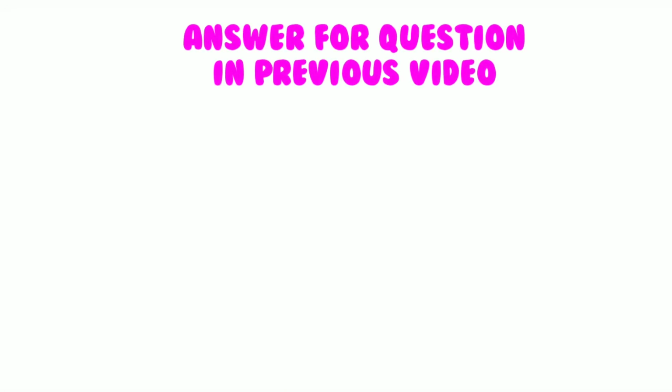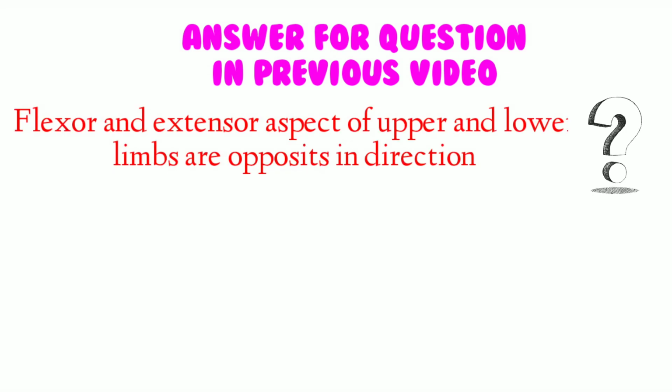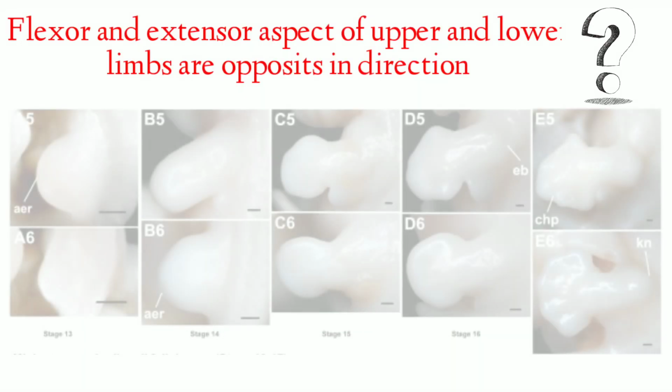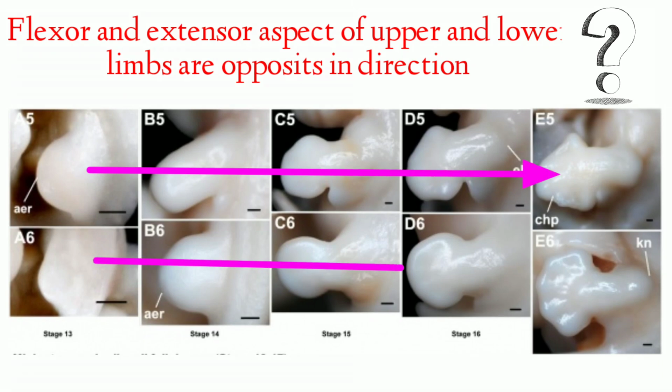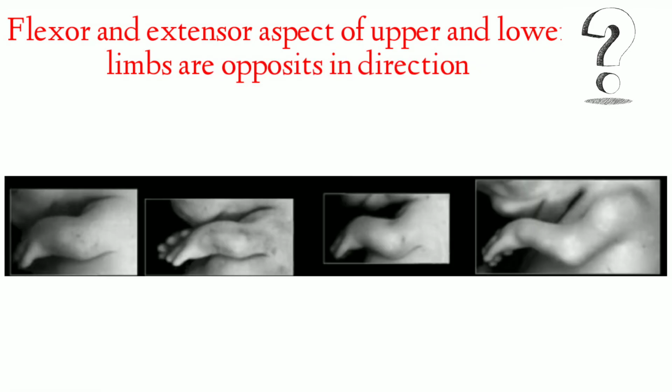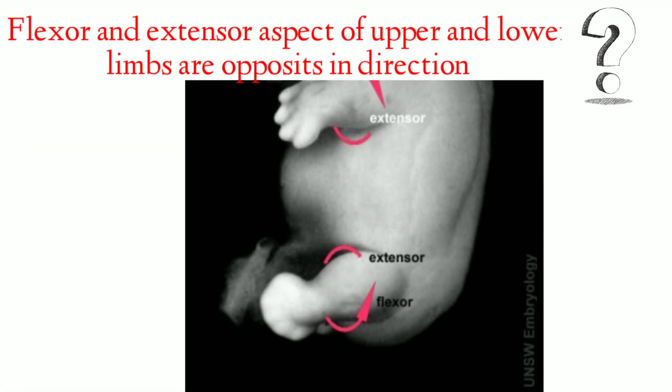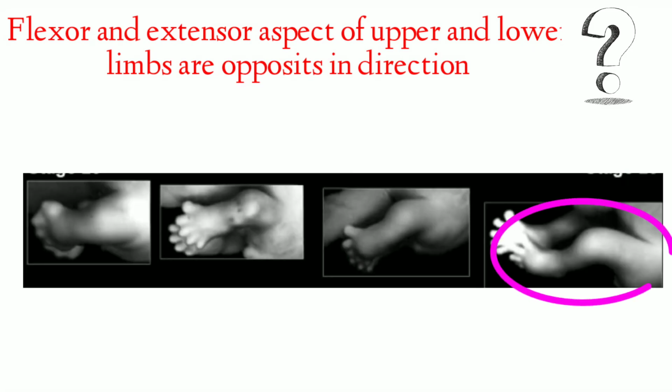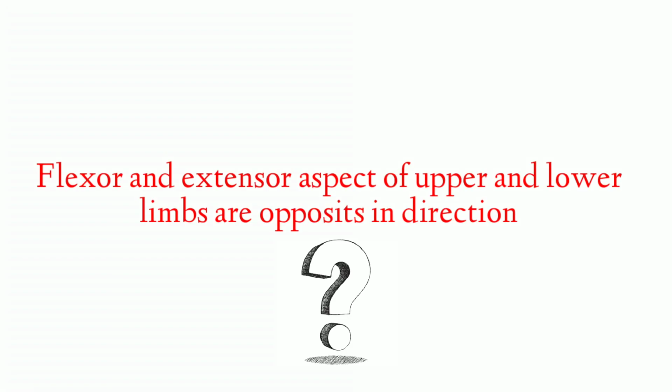Now the answer for the question which I asked you in the previous video. Why are the flexor aspect of upper and lower limb in opposite direction? During the development of embryo, the limb buds will develop into upper and lower limb. During this development, the upper limb rotates laterally so that the elbow faces posterior and the flexor muscle faces anteriorly. Then the lower limb rotates medially so that the knee faces anterior and the flexor muscles go to the posterior aspect. This is the reason why the flexor and extensor aspect of upper and lower limb are in opposite direction.